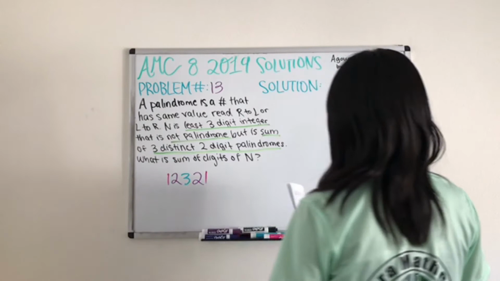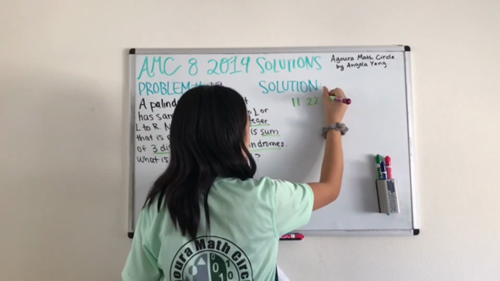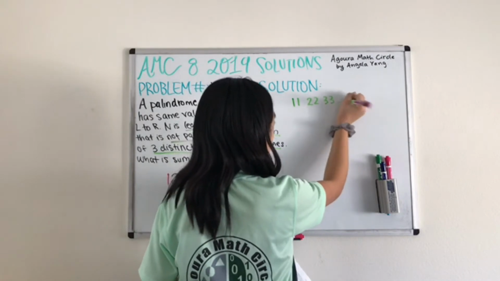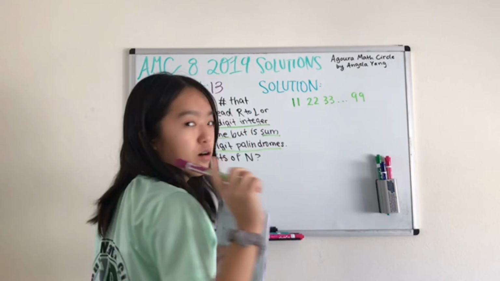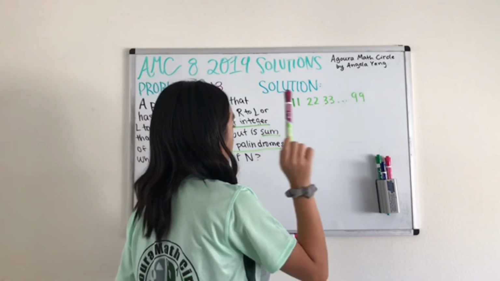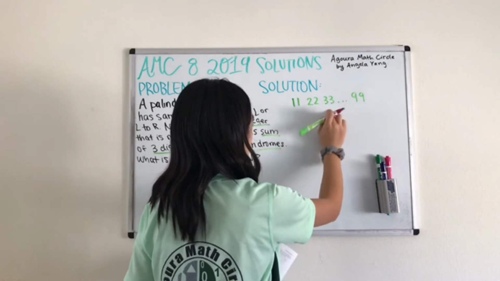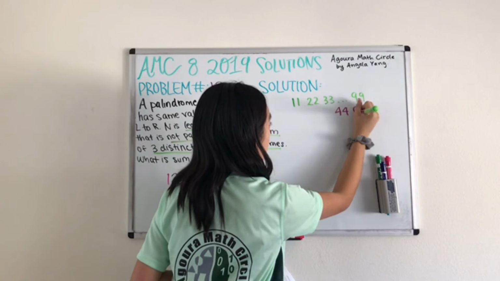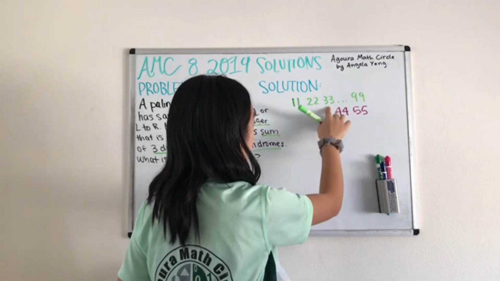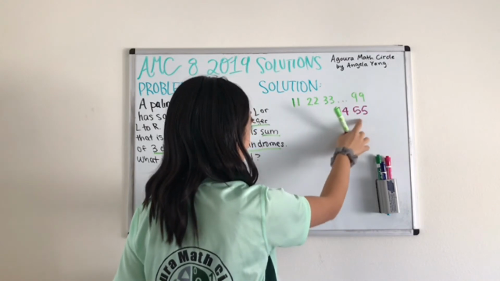So 2-digit palindromes include numbers such as 11, 22, 33, and so on until 99. So if we're going to find a number, we need to find a number that's greater than or equal to 100. So 11 plus 22 plus 33 does not work because it's too small. And then we have 44 and 55 as well. But this still isn't enough. But 33 plus 44 plus 55 is enough.